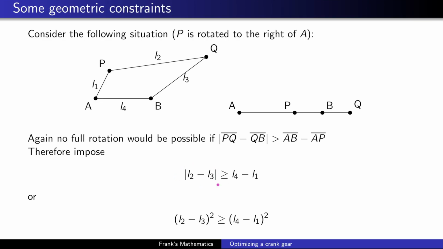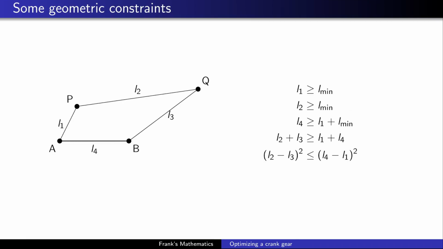So therefore, we just put a square on both sides and end up with that the square of L2 minus L3 should be bigger than the square of L4 minus L1. In this slide, I gathered the information which we obtained in the last 2 or 3 minutes.